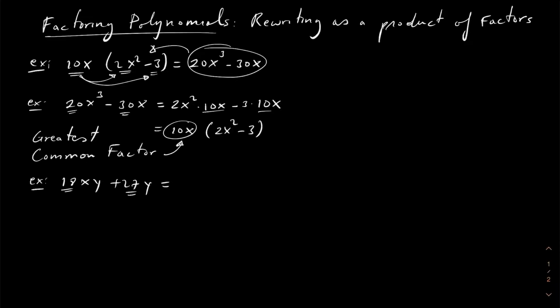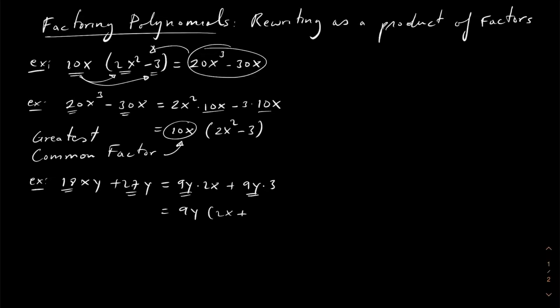So you can rewrite those terms: 18xy is going to be 9y times 2x, and then 27y is going to be 9y times 3. And so knowing that 9y is common to both of these terms, you can pull it out and rewrite this as 9y. And in the big parentheses, you're going to put everything that's left.